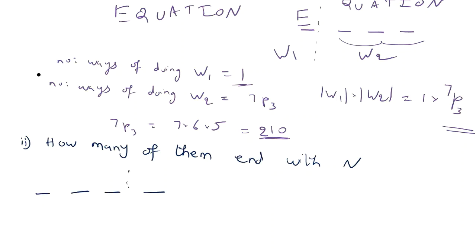Now I am dividing this task into 2 works. W1 is to fill the last blank, W2 is to fill the remaining 3 blanks. Now the last blank should be filled with N. So W1 can be performed in only one way. After filling the last blank with N, the letters that we are left with are E, Q, U, A, T, I, O. So we have 7 distinct letters and we have 3 blanks. The number of ways of filling these 7 letters in these 3 blanks is going to be 7P3.